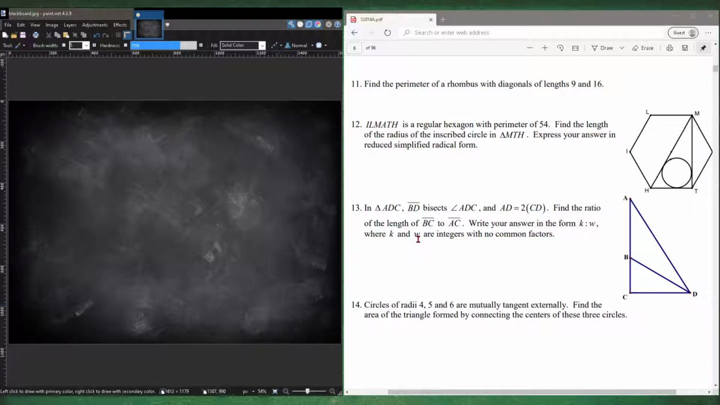Number 12. MTH is a regular hexagon with a perimeter of 54. Find the length of the radius of the inscribed circle in triangle MTH. Write your answer in reduced simplified radical form.